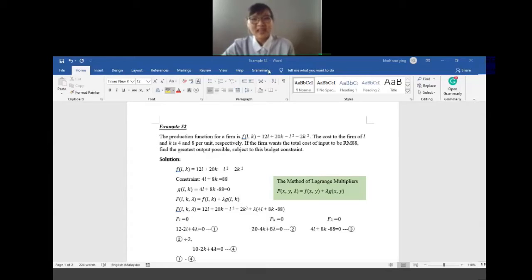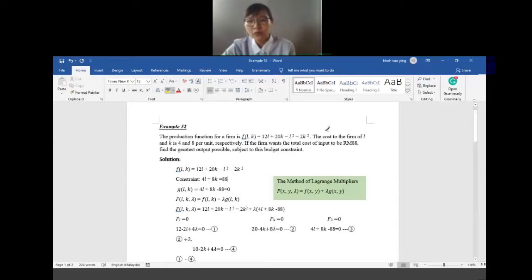Okay, let's see another application of the partial derivative in production functions. Example 52. The production function for a firm is f(L,K) = 12L + 20K - L^2 - 2K^2.